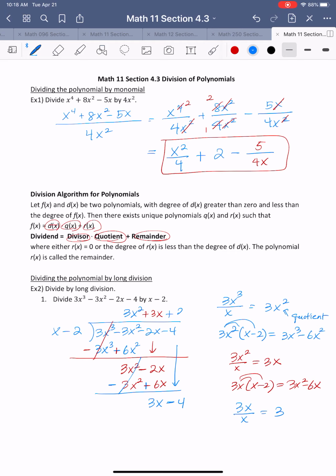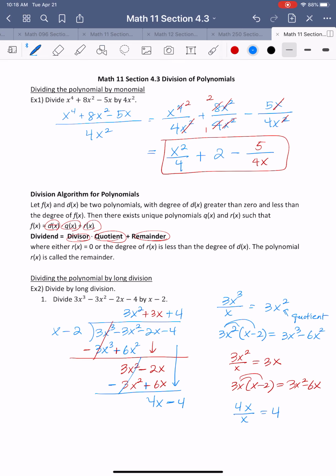Oh, sorry, I made a mistake here. It's 4x, right? So 4x minus 4. When you divide that, this becomes a 4. So now we have a 4.